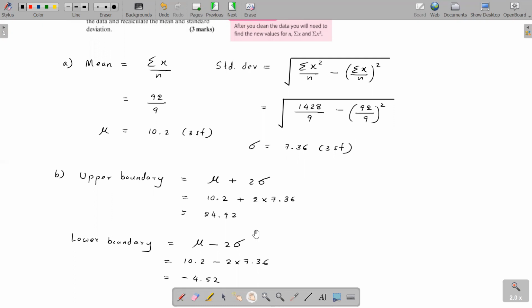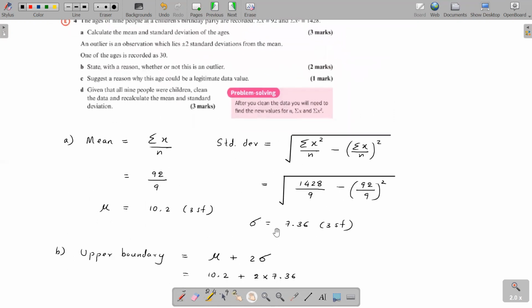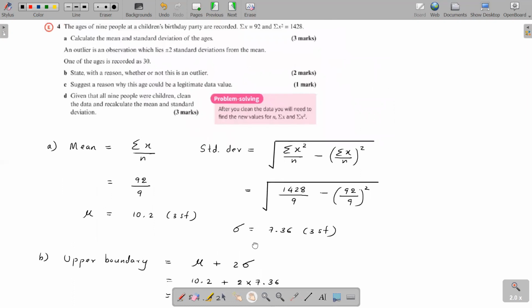And then what are they asking us to do? They say an outlier is an observation which lies plus or minus two standard deviations from the mean. Okay, so we've made use of that information. We calculated the upper and the lower boundaries for the outliers. That's done. Then they say one of the ages is recorded as 30. Now you know you are recording the ages of how many people? 9 people. So from these 9 people, one age is recorded as 30. State with a reason whether or not this is an outlier.